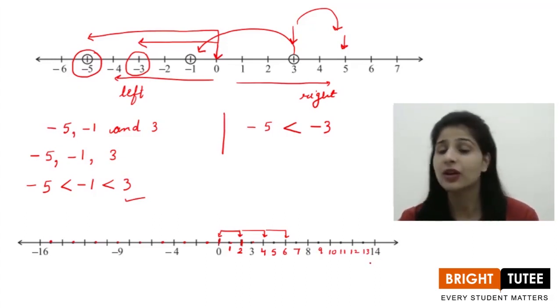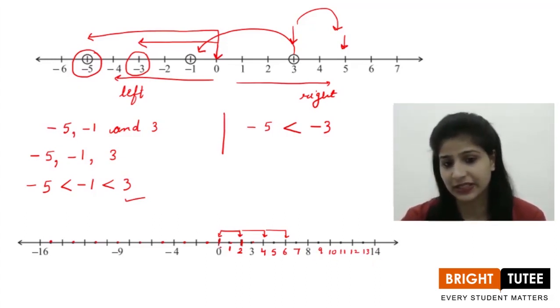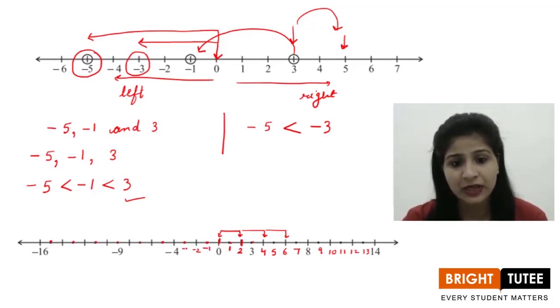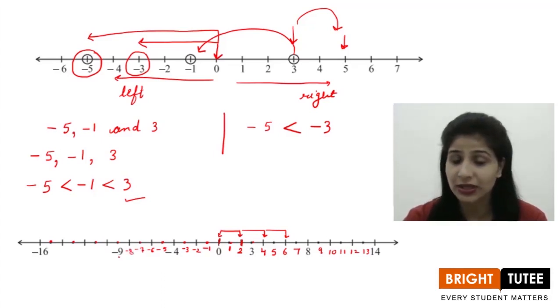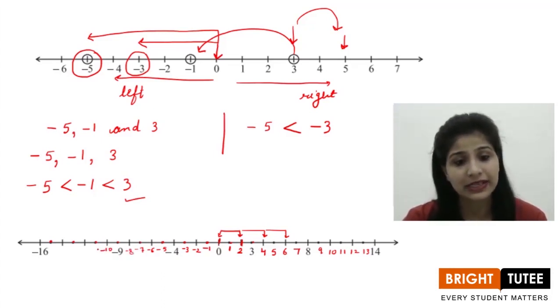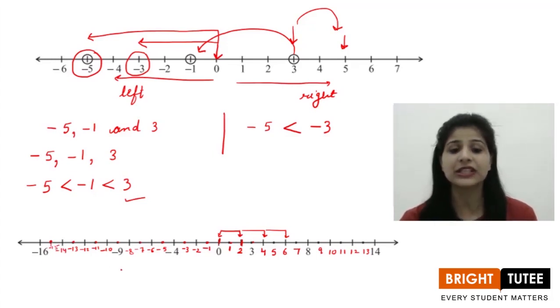Let's do the same thing on the left side. It is 0, then it will be minus 1, minus 2, minus 3, minus 4 is already marked, minus 5, minus 6, minus 7, minus 8, minus 9 is already marked. Then this will be minus 10, minus 11, minus 12, minus 13 and minus 14, and this one is minus 15. So these are all the numbers.